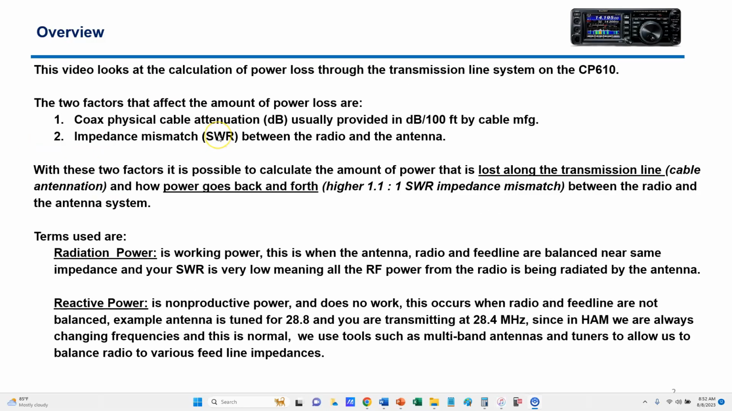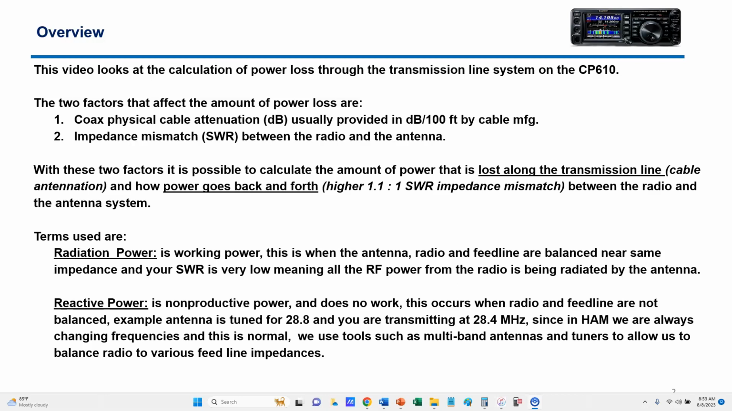What I'm going to go over today is some of the math calculations that I've been doing, because I'm specifically interested in how much RF power is being lost in the transmission line due to two factors: the physical attenuation of the coax, and of course an impedance mismatch. When you have an antenna and radio that are not tuned to the exact frequency, you will have some non-productive power that's not being radiated at the antenna. This is where they go to what they call the standing wave ratio.